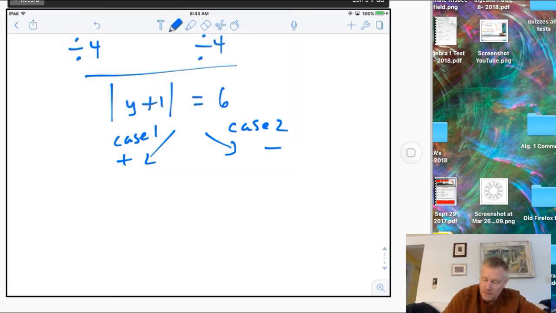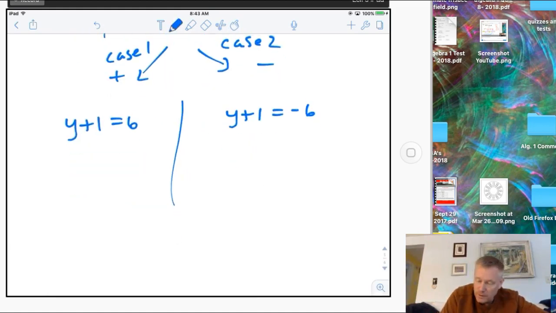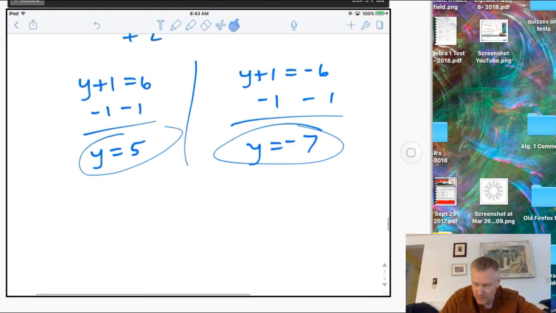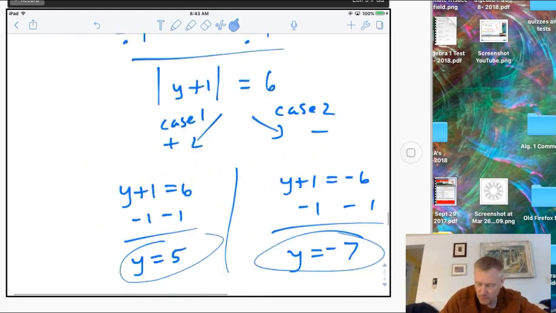Don't have to change anything, they're just equal to y plus 1 equals 6, y plus 1 equals negative 6, and solve my 2 equations. And when you subtract 1, you quickly get y equals 5, and subtract 1, you get y equals negative 7. And those are the answers. All right, so here's my last problem. Number 12.